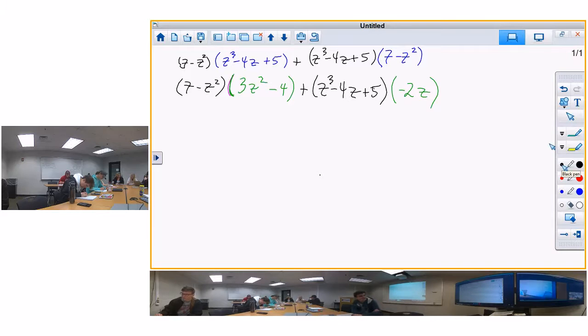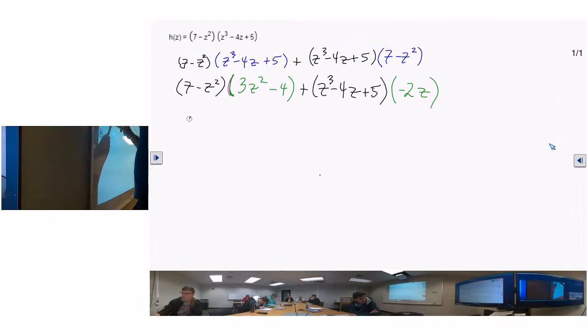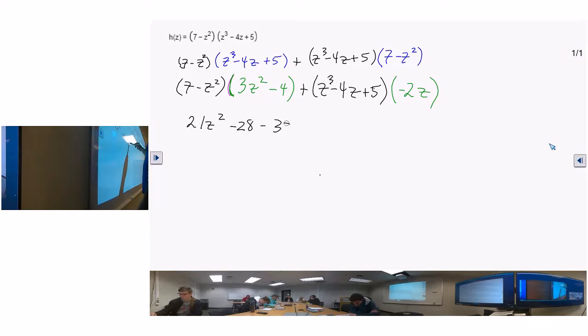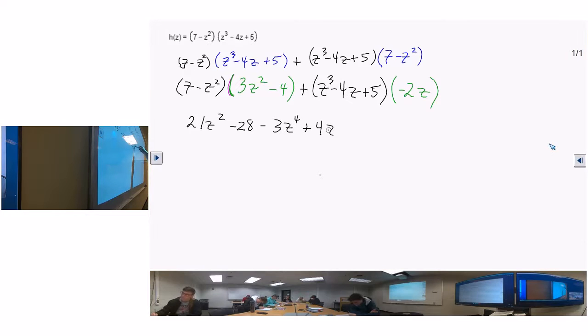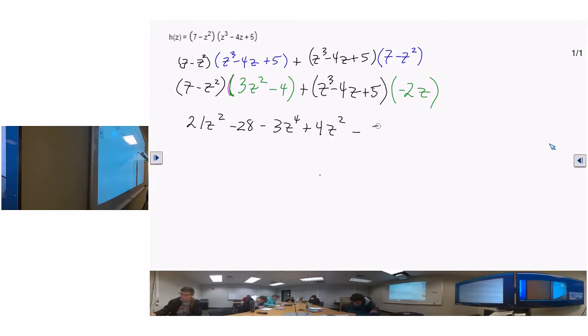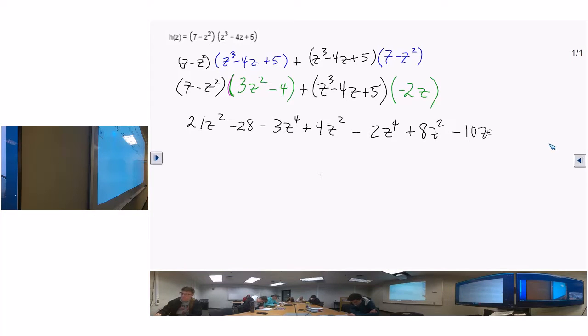I guess we're going to have to use our FOIL method, pronounce it however you would like. And that's going to be 21z squared minus 28 minus 3z to the fourth plus 4z squared minus 2z to the fourth plus 8z squared minus 10z.